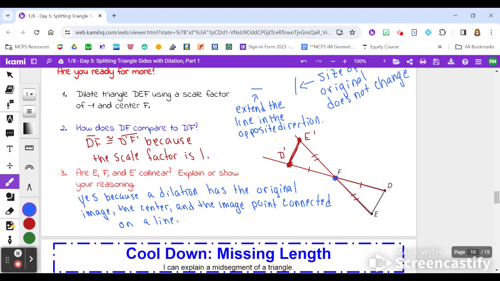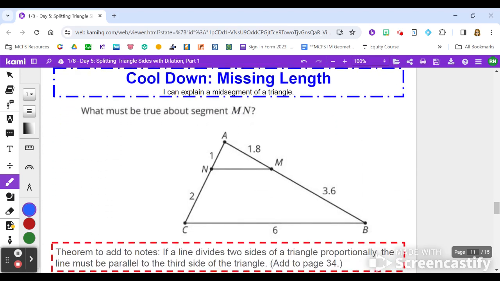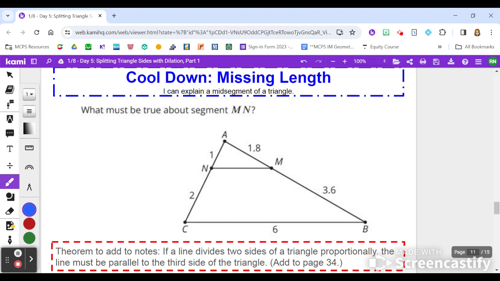All right, so now that you have seen all of the dilation information and information about triangles and midsegments, I want you to take some time and do your cool down. If you do not have the cool down in front of you, then please ask the substitute for the cool down. Once you have finished your cool down, I would recommend putting this theorem in your student workbook. Either add it to page 34. I know some of you are putting definitions in the front cover of your workbook. Put it on a random page in lesson 5. It doesn't matter to me.